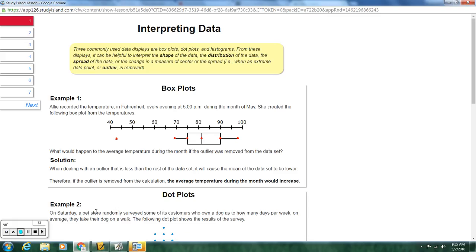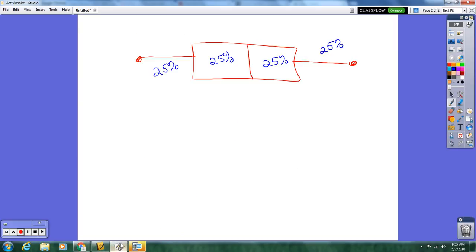Now let me give you a different set of data here, and let's talk about this. Now I'm about to send 2 of you to the office.